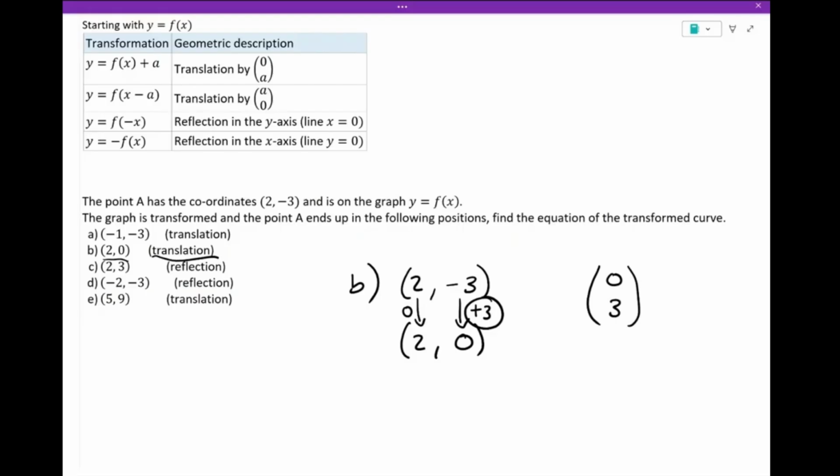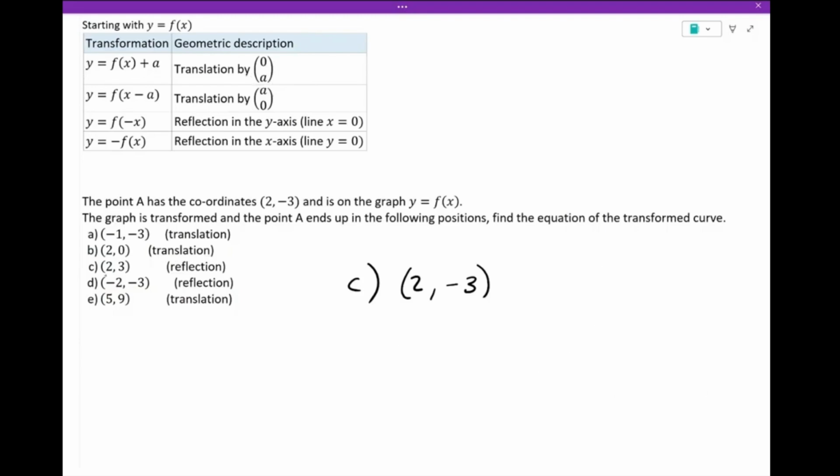Now, if we're looking at a translation that is vertical, okay, we are looking at the top row in my table here, and my value of a is going to be 3. So now we can write out our equation. It would be y equals f of x, and then we're going to add on our value for a, which is 3. So I'm going to write +3 like that, and that would be my final answer. So let's look at part C.